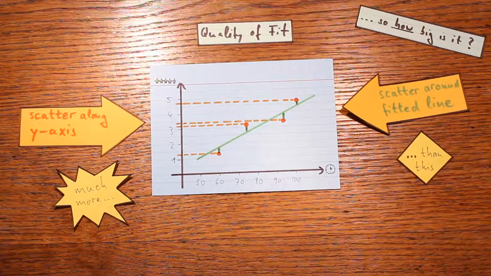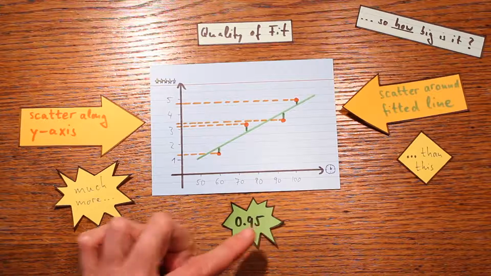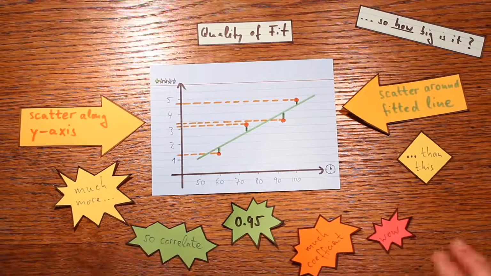And in this case, the correlation coefficient is really large in magnitude. This is a positive slope, so the correlation coefficient is close to 1. It's actually 0.95, so that's a really strong correlation.